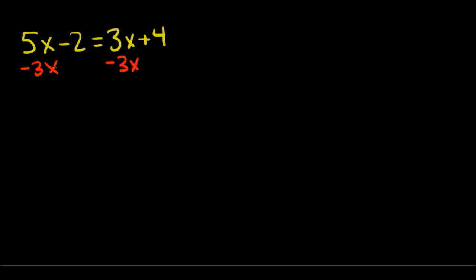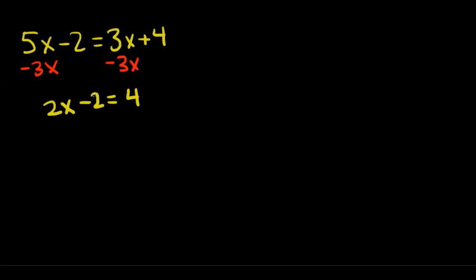And now another example of this. 5x minus 2 equals 3x plus 4. We want to start by moving the x's to the same side. So we're going to move 3x to the left side. In order to get rid of 3x on the right side, we have to subtract 3x. If we do subtract 3x on the right side, we must subtract 3x on the left. So 5x minus 3x equals 2x minus 2. If we subtract 3x from 3x, we get 0, so we're just left with a positive 4.